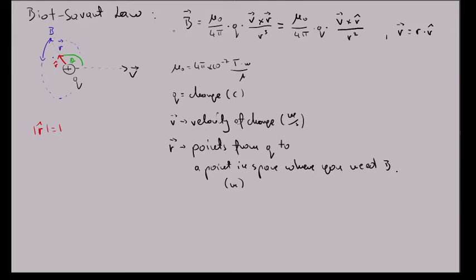And that does it for this equation, although if you wish to calculate the magnitude of B, then you could write it as this: mu naught over 4 pi times Q times V times the sine of the angle theta, where angle theta is the angle between V and R hat, divided by R squared.